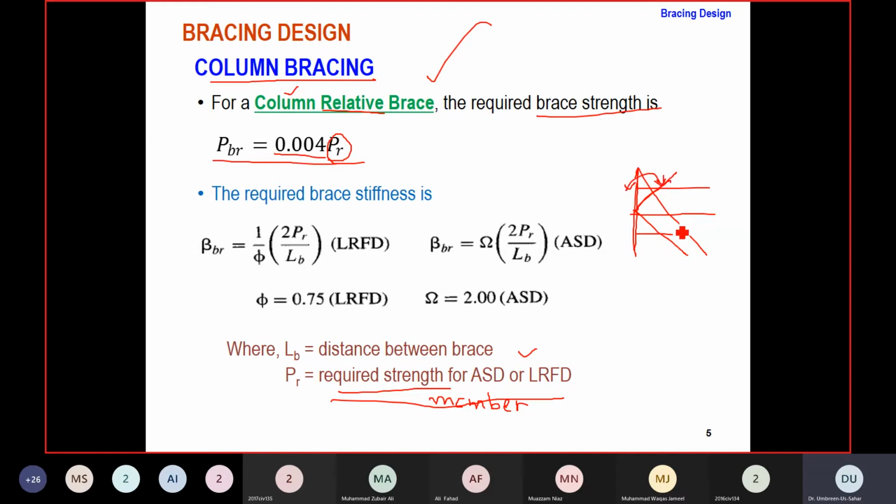Not more than that. So this is the limit of our AISC specifications, that just 0.004 of PR can be considered as the strength of the brace. More than that is not needed to be transferred because it is going to affect the efficiency of the column itself.